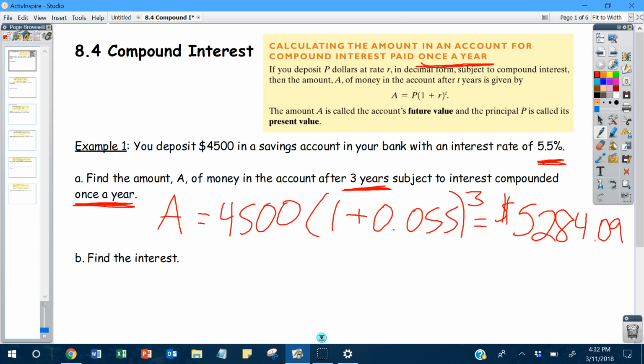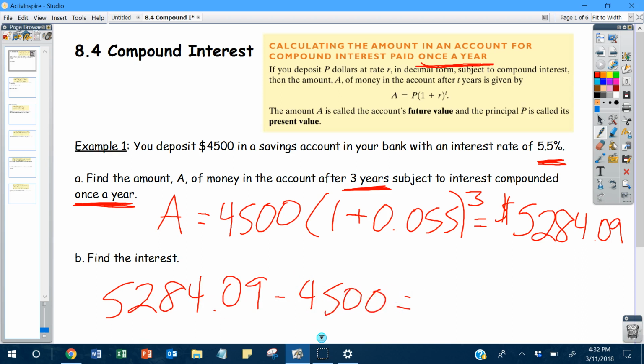So part B says let's find the interest. Well, the interest is how much money you made over the course of time. So we can take that 5284.09 and subtract the original value. That's not a big deal, not a hard thing to find. And when I do that, I get $784.09 as my interest. So you're going to see in a lot of these examples, compound interest is a much nicer way of making money if we can afford to do it.